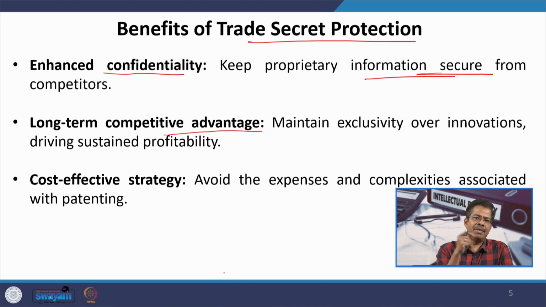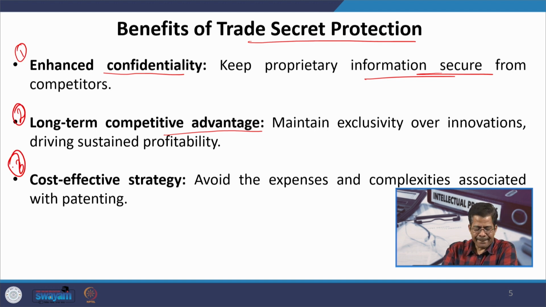So, the delta improvement on that current product is not possible. Either they will come with a new product, that is okay, then it becomes a game of marketing, that which company is able to market their products in a better way. But because of lack of information, you are able to ensure long term competitive advantage, that is the second important benefit of the trade secret.